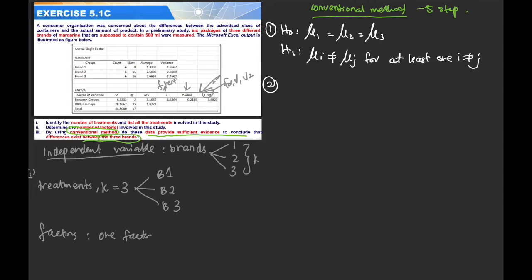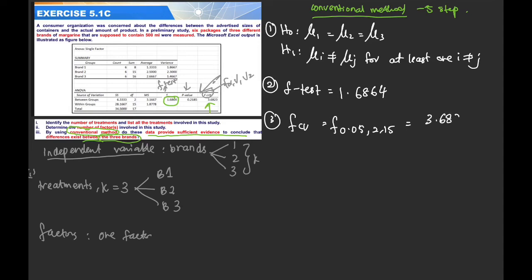Okay, step number 2, our F test. So based on the Excel output here, where is the F test? F test is here. F test equals 1.6864. Step number 3, F critical value. From the Excel output, this one is your F critical value. F critical value is F 0.05, nu1 is 2, nu2 is 15, equals 3.6823.